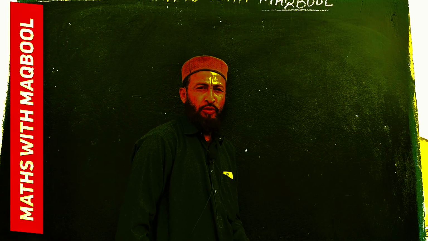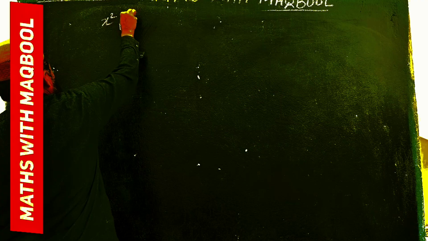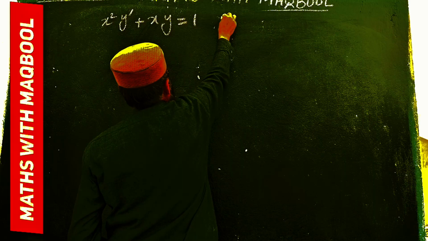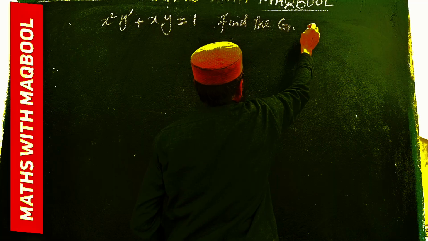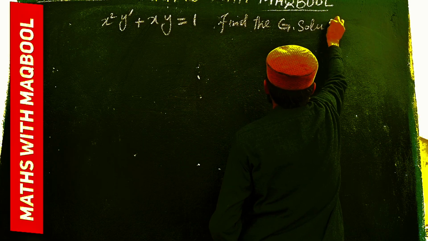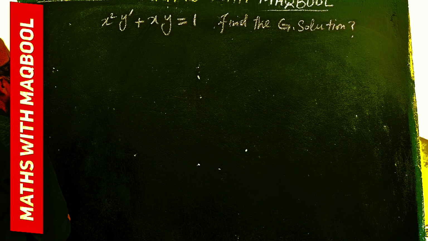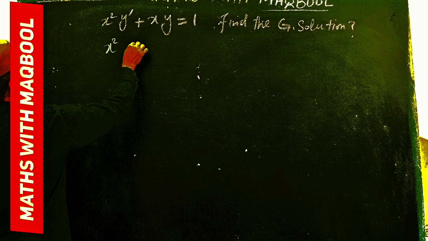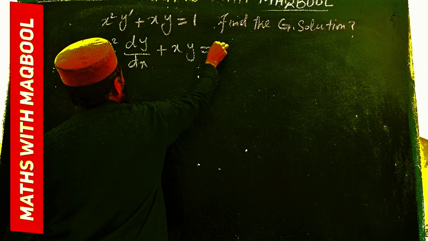Today we have a new general solution for the differential equation x squared y dash plus xy is equal to 1. Find the general solution of this question. First of all, we can write this equation as x squared dy by dx plus xy is equal to 1.